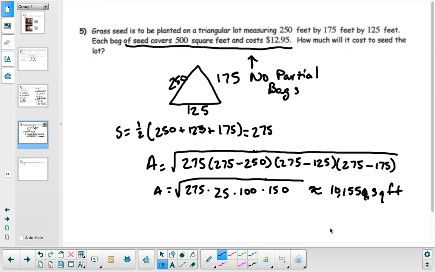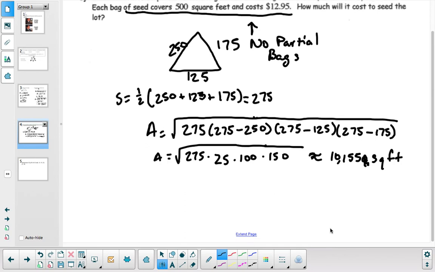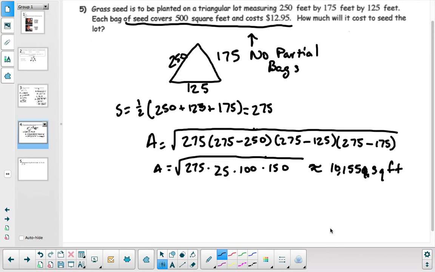Now, a bag of seed should be covering 500 square feet. So we just need to divide this by 500, which should get you, again, about 20.3. So 20 bags would get you almost the whole way. We can't buy part of a bag. We would have to buy 21 bags of seed.